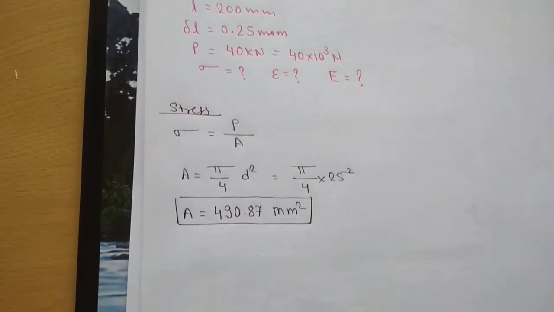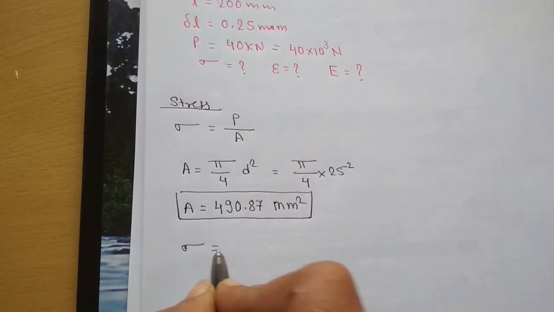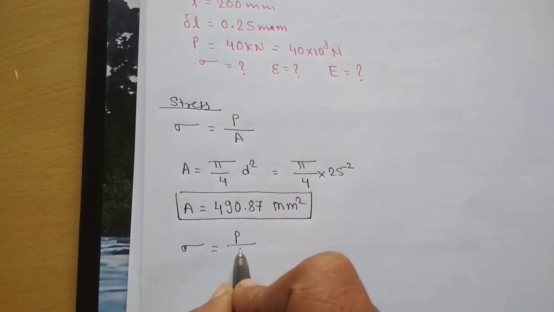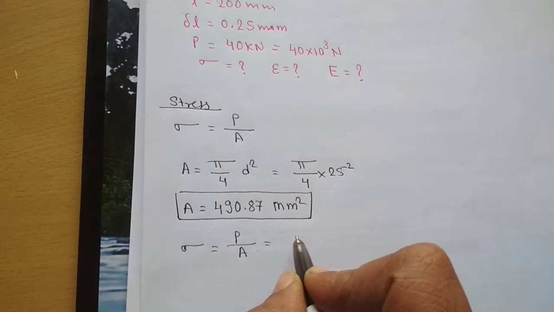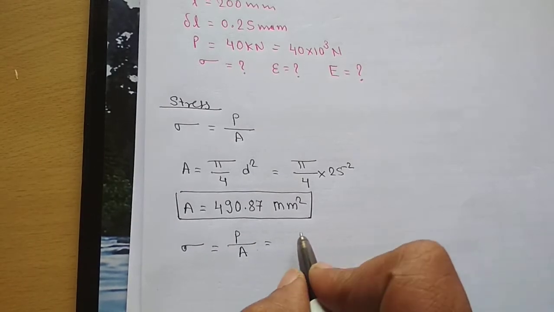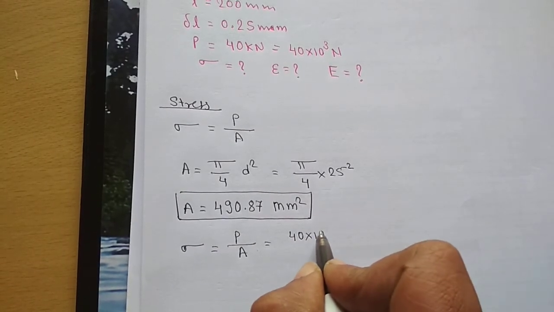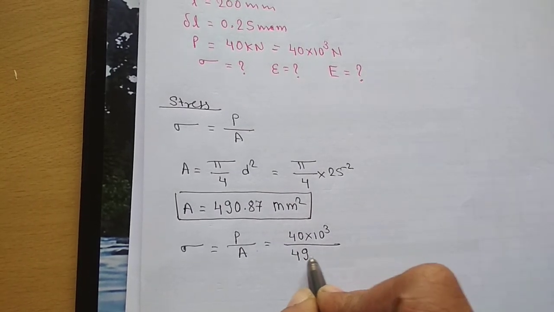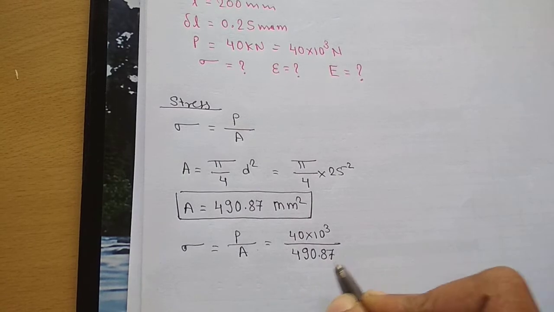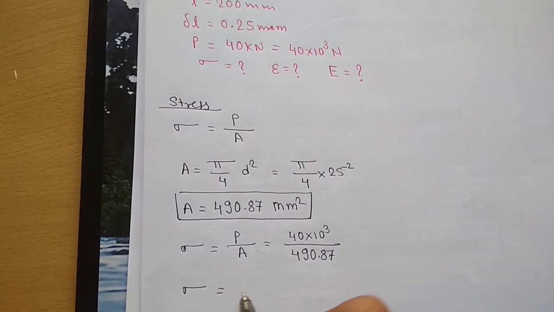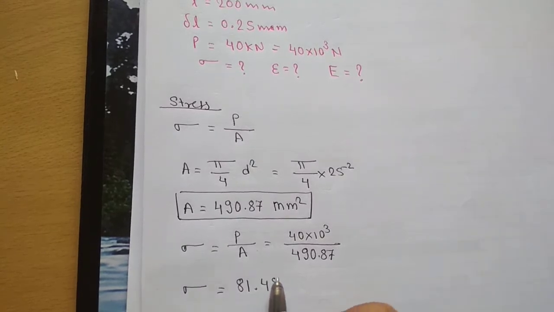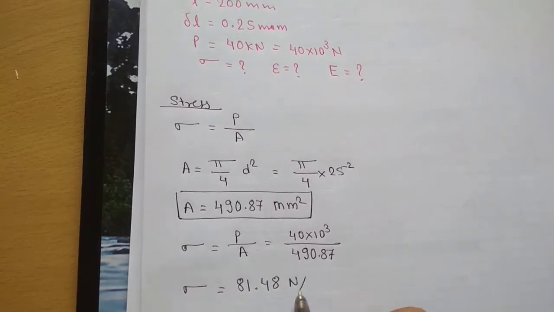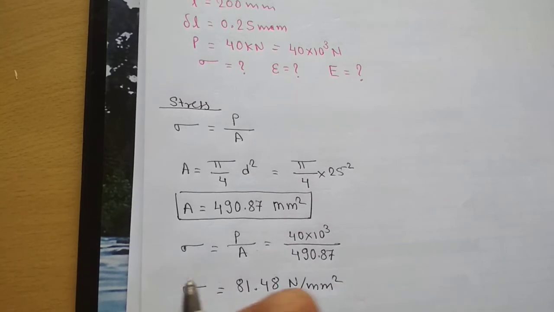Next we will substitute that value in this formula P by A. So P is 40 into 10 raised to 3 divided by 490.87. So stress we will get, that is 81.448 Newton per mm square.